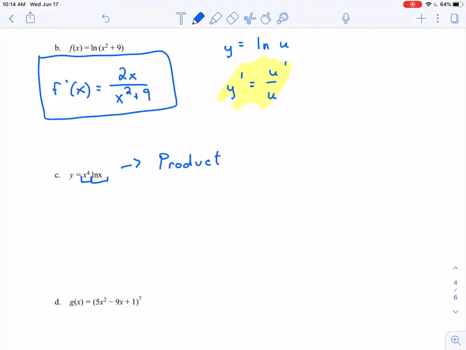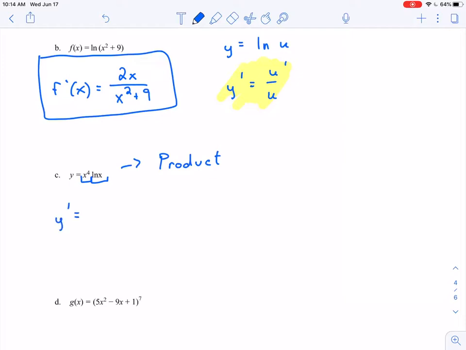So keep an eye out for when we need each of these derivative rules, because on quizzes and on exams, I won't be telling you, hey, use the product rule or use the chain rule. It'll just say find the derivative, and it's up to you to decide what rule you need to use. So let's go and use our product rule real quick.